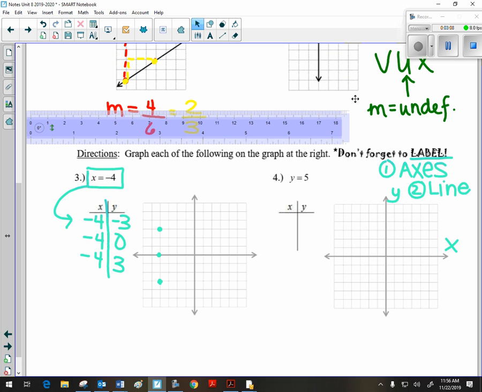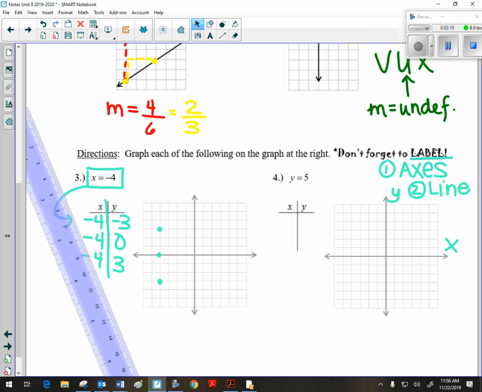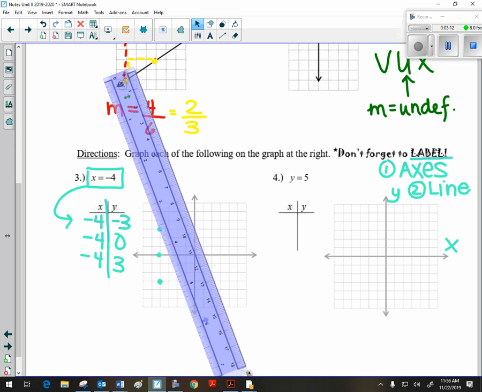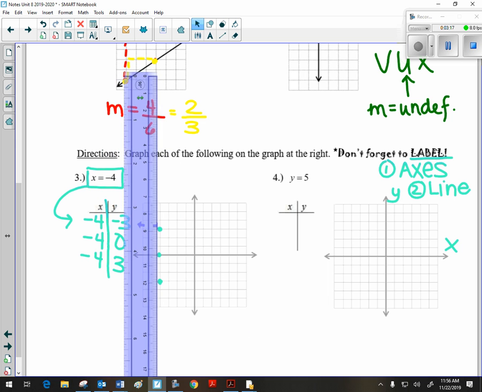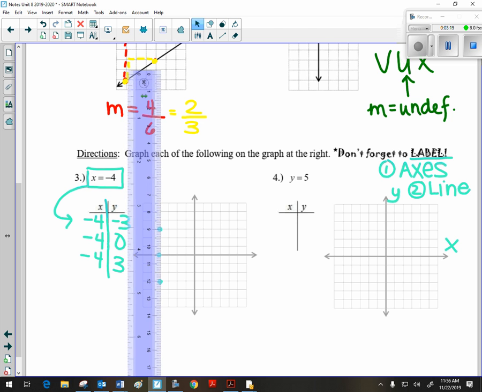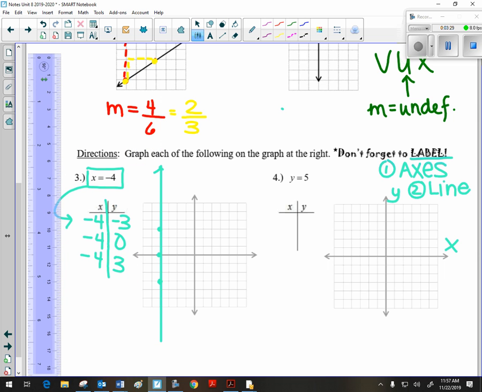So in this case, I'm going to take my ruler, get it set vertically so that I can connect those points and draw that line. So I'm going to go ahead and draw that line, move my ruler out of the way, and my line has the equation x equals -4. And again, label the x and y axis, and don't forget to label that line.